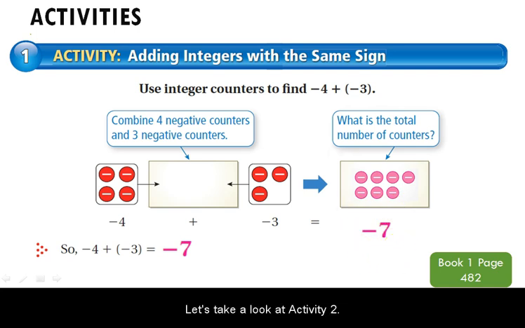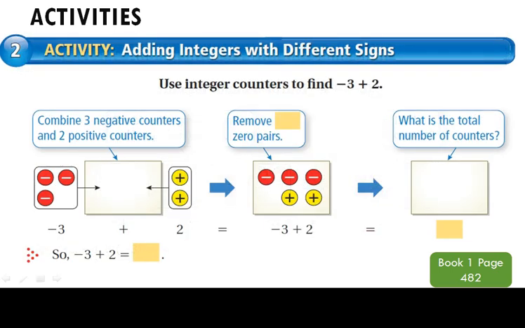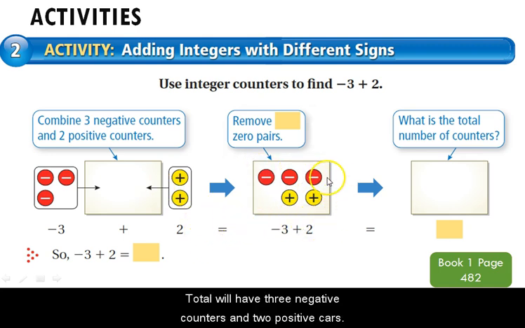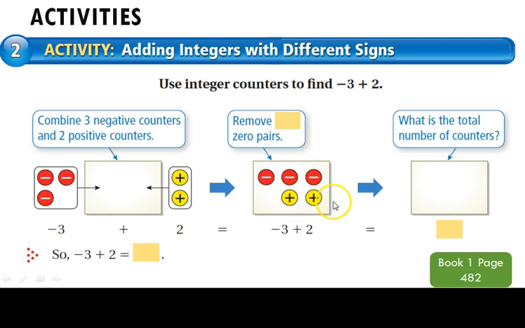Let's take a look at activity 2. Adding integers with different signs. Let's use integer counters to find -3 plus 2. In the box on the left, we combine 3 negative counters and 2 positive counters. 3 negatives go in the box, as well as 2 positives. In this case, each negative will cancel out each positive.